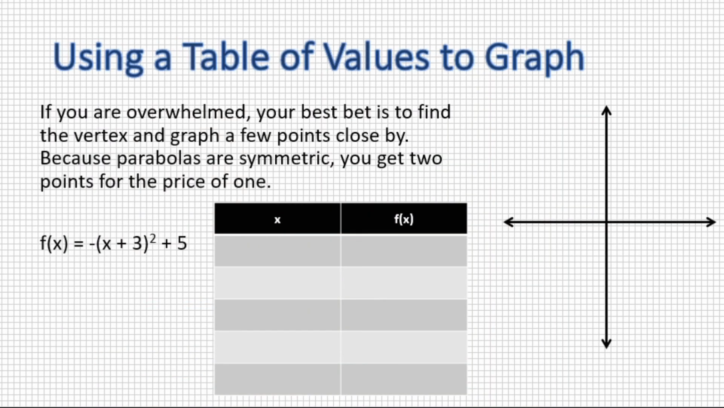So let's say you're asked to graph and you forget everything and you don't know what to do. I would always say find the vertex and then go from there. You have some tricks that you can use. Looking at this question here, I know that my vertex is going to be (-3, 5). So do know how to find the vertex from vertex form.